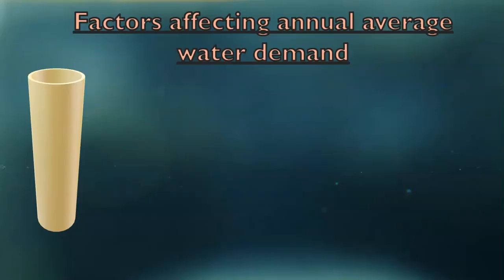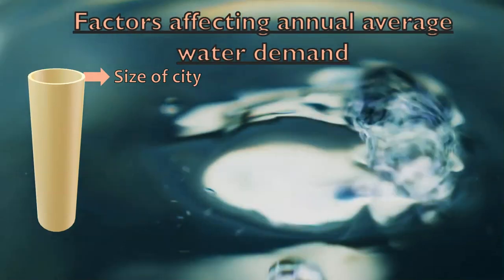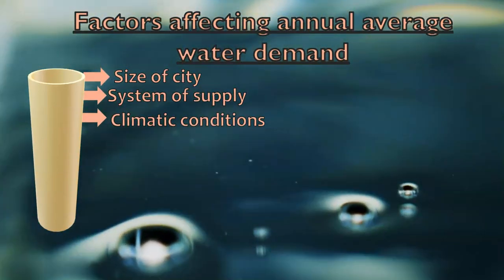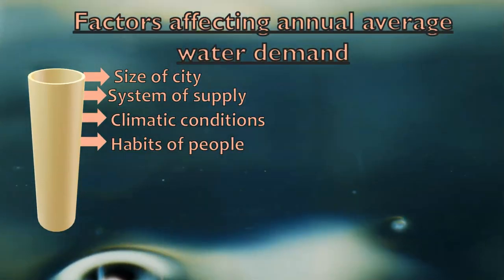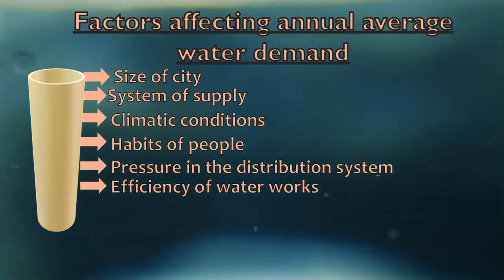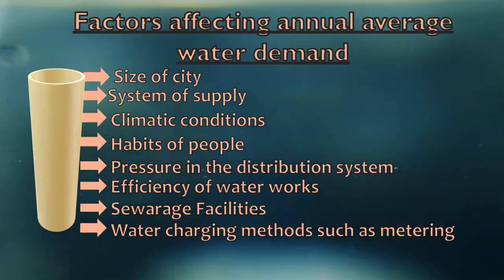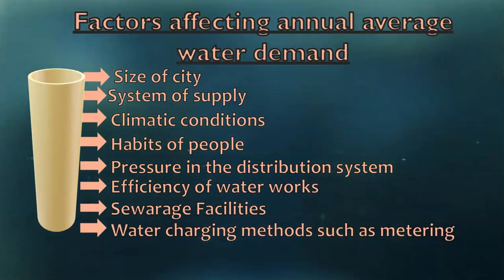What are the factors affecting the annual average water demand, that is Q? Number 1, size of city. Number 2, system of supply. Number 3, climatic conditions. Number 4, habits of people. Number 5, pressure in the distribution system. Number 6, efficiency of water works. Number 7, sewerage facilities. Number 8, water charging methods such as metering.